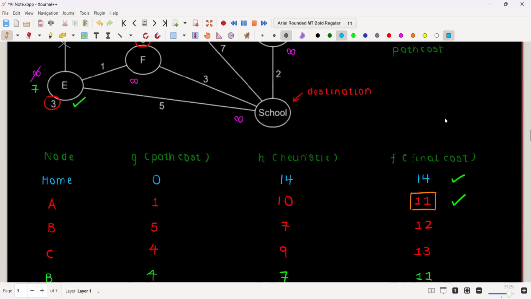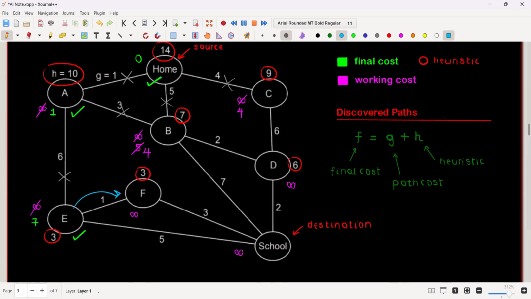So what will this be? The E to F cost will be the path cost that we achieved as the final path cost of E, 7, plus the edge weight 1. 7 plus 1 is 8, which is going to be less than infinity. So I'll replace it with 8. And then we have this 7 plus the edge weight to school. That will be 7 plus 5. What is 7 plus 5 going to be? That's 7, 8, 9, 10, 11, 12, which will make this infinity a 12.